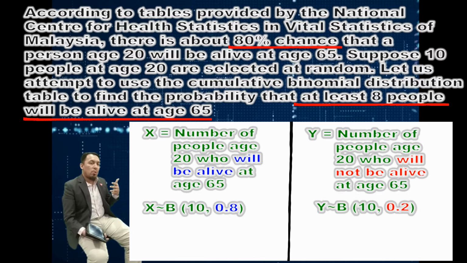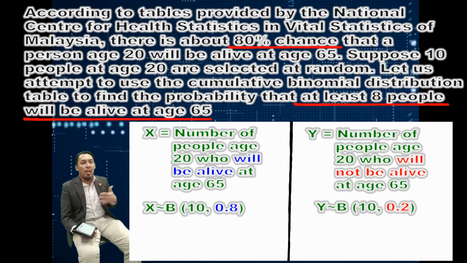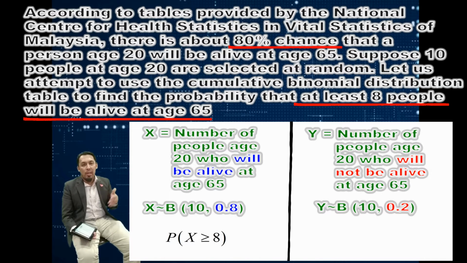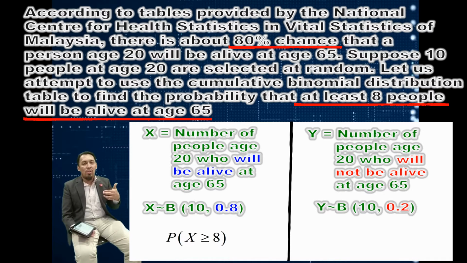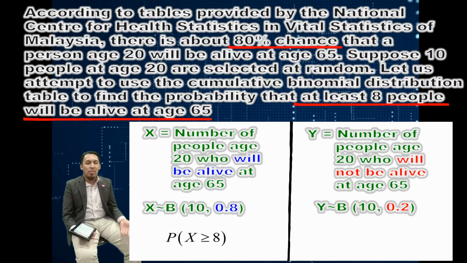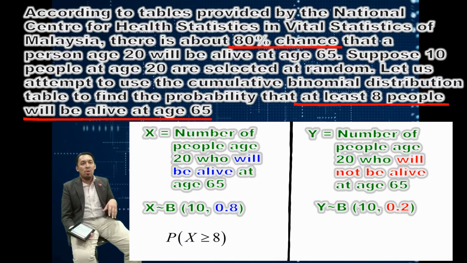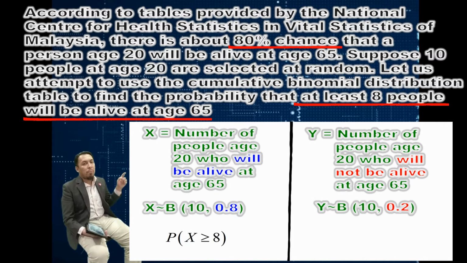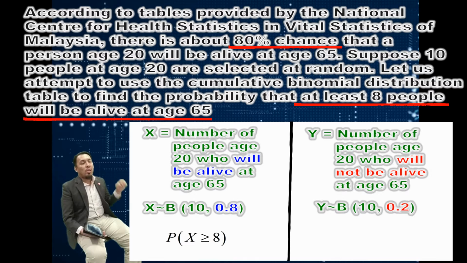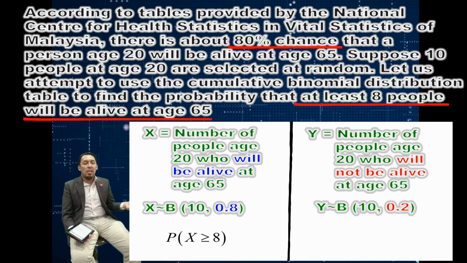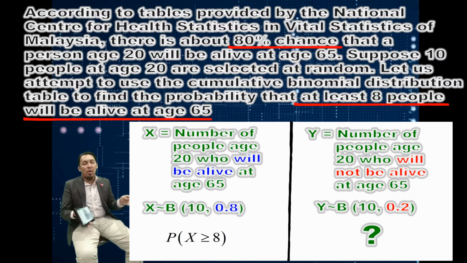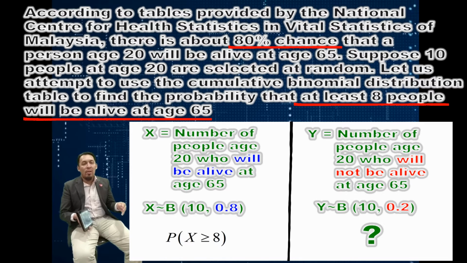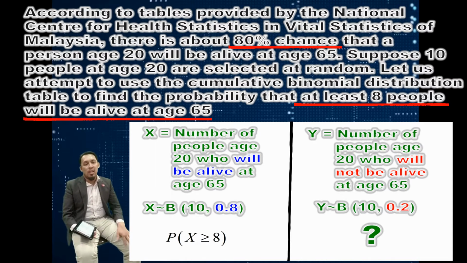So, when we are looking at those who are alive, they want us to find at least 8 people that are alive. When we are looking at those who are not alive, which is 0.2, the question will also need to be changed. Instead of looking at the probability of at least 8 people being alive, we need to figure out how many people will be dead, will not be alive, if at least 8 people are alive.